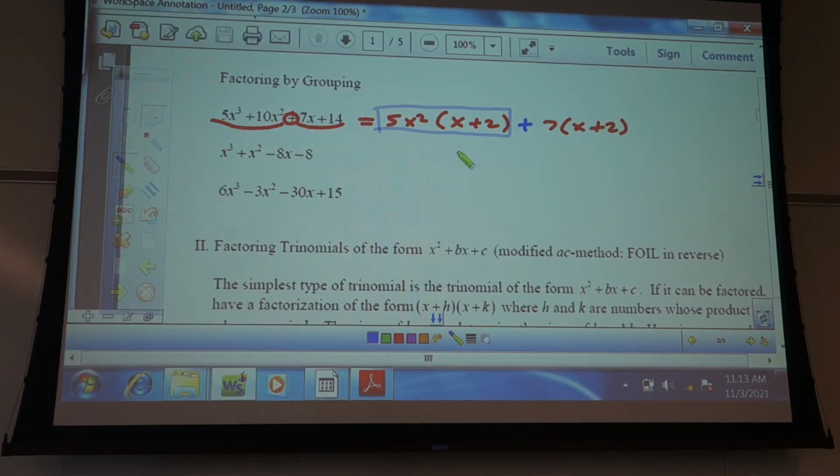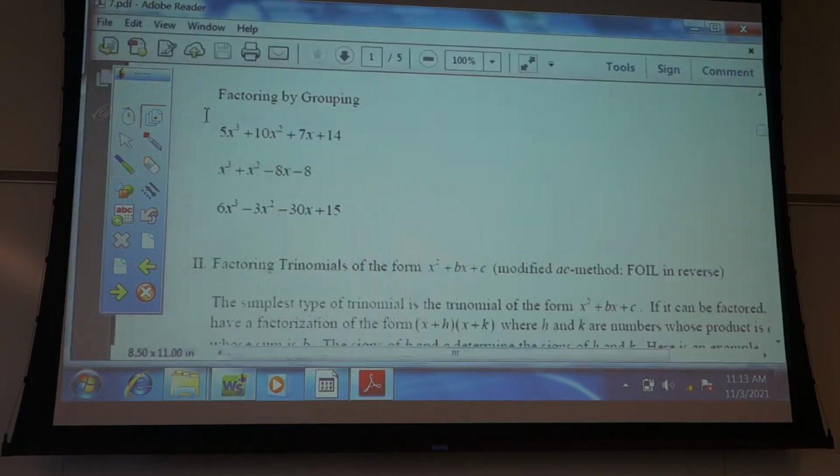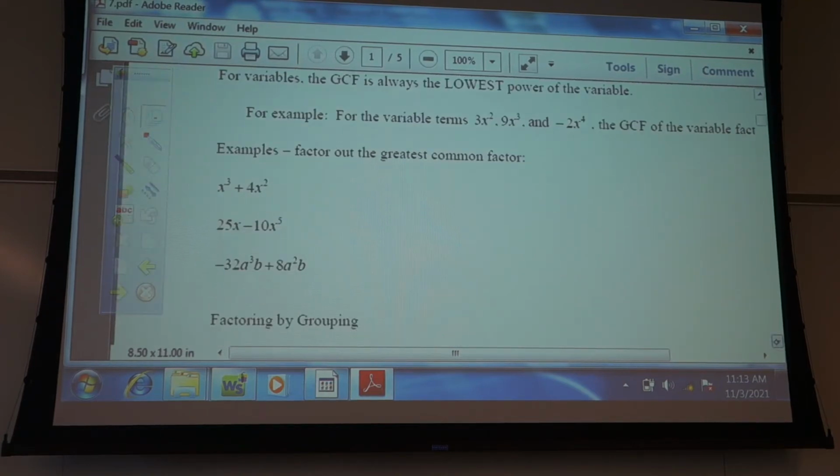Absolutely. Wait, can you just go back and show us how you got to this point? I just don't understand how you got all this stuff on the right. Okay, that comes from this stuff up here. We factor out the greatest common factors.